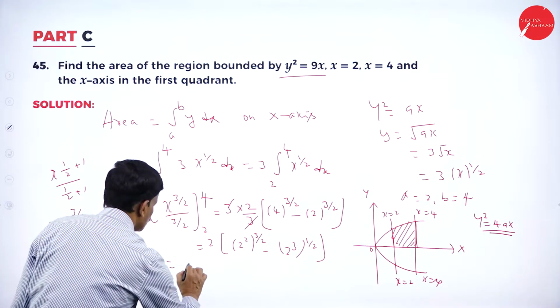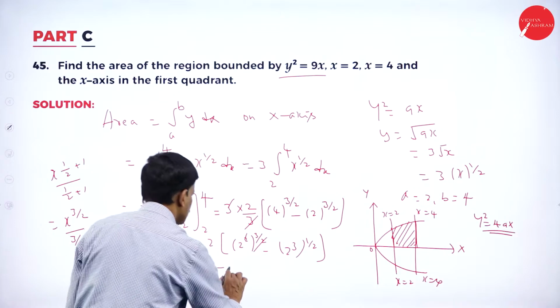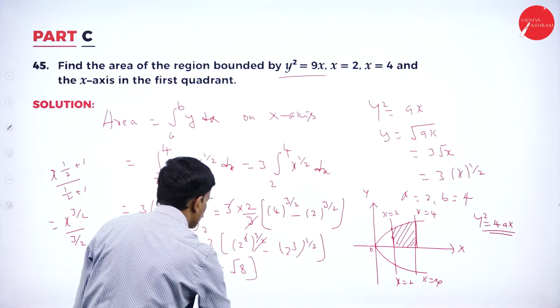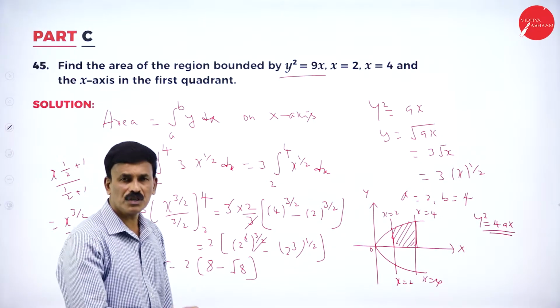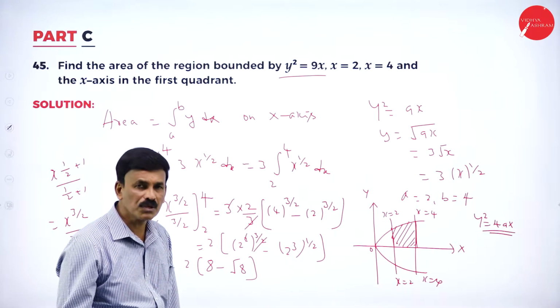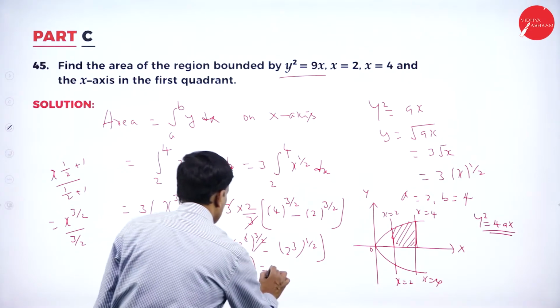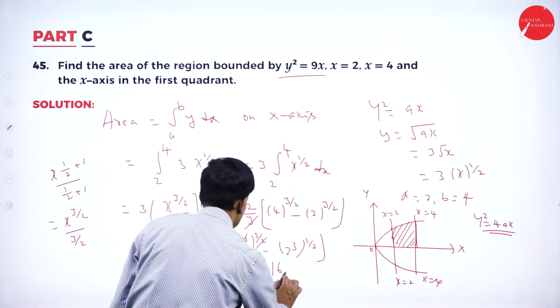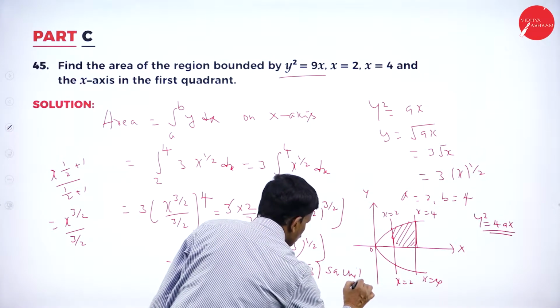So this is 2 into 2 gets cancelled. 2 cube is 8 minus 2 cube is 8, that is whole to the power of half is 2. So 2 into 8 minus root 8. If you want, you can stop here itself, or you can simplify one more step. That is, this can also be written as 8. Yes, if you want, you can multiply 16 minus 2 root 8 square units.